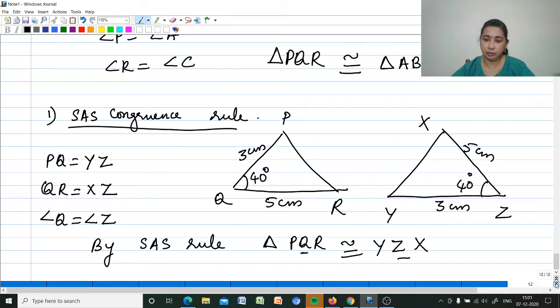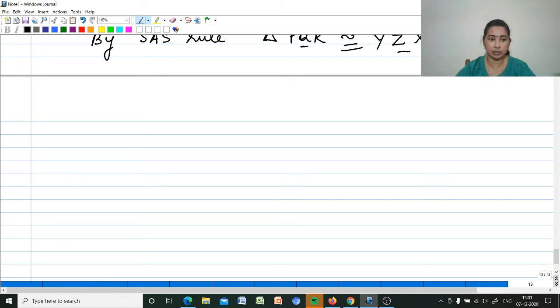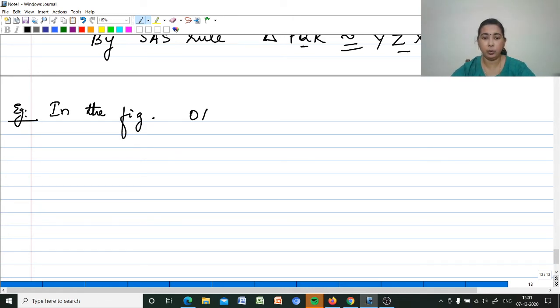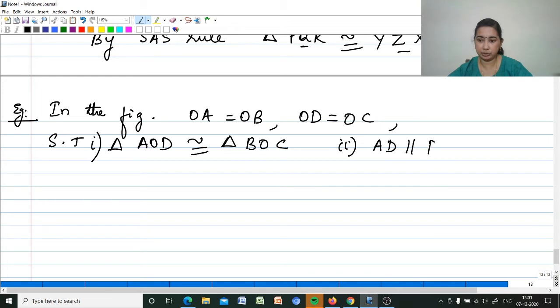Now using this, we'll prove one question using the above congruency rule. In the figure, OA is equal to OB and OD is equal to OC. Show that triangle AOD is congruent to triangle BOC. This is the first sub question. The second sub question is, we have to show that AD is parallel to BC, and a figure is also given.